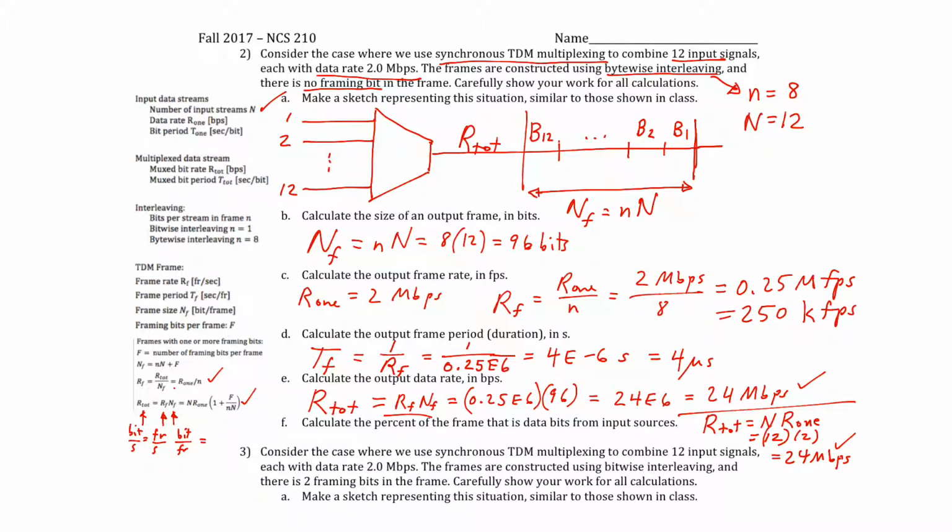Finally, calculate the percent of the frame that is data bits from input sources. Well, when we have no framing bits, they're all data bits, and so we have 100%. If we have a framing bit, then we can figure out what percentage of the bits in the frame are actually data bits. But here, with no framing bits, we have 100% data bits in our frame. Okay, hope this helps. Here's an example on synchronous TDM multiplexing.